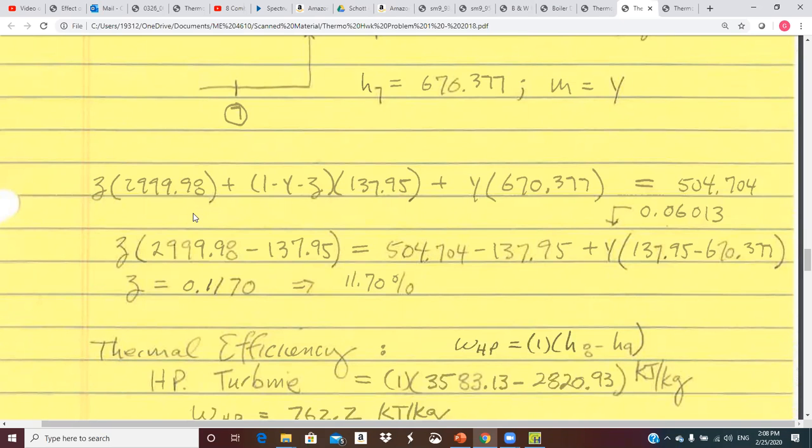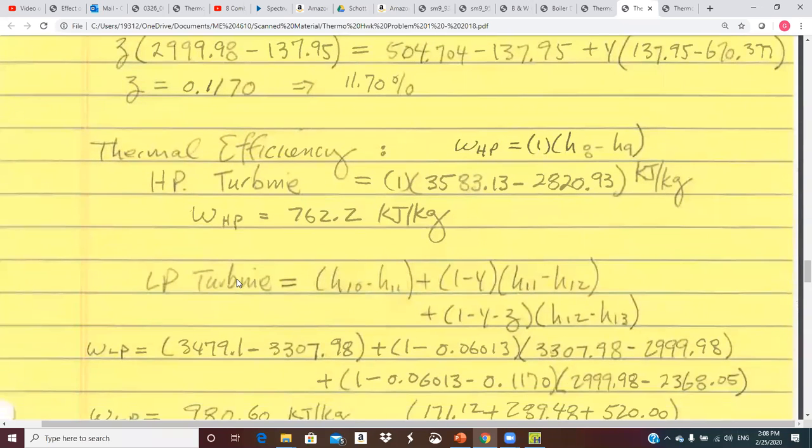And then, you know the Y, that's 0.06013. So you substitute that in, do the arithmetic, and Z is 0.117. A little bit of work, but conceptually, it's not all that bad.